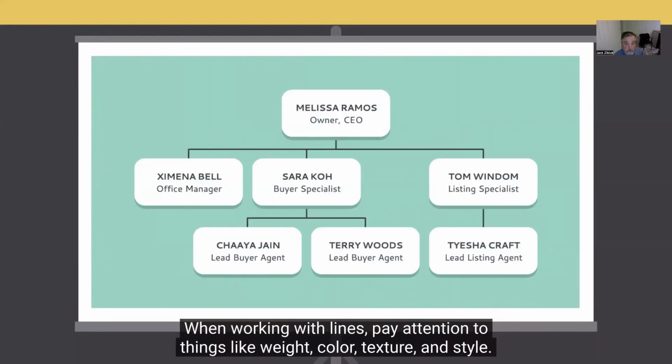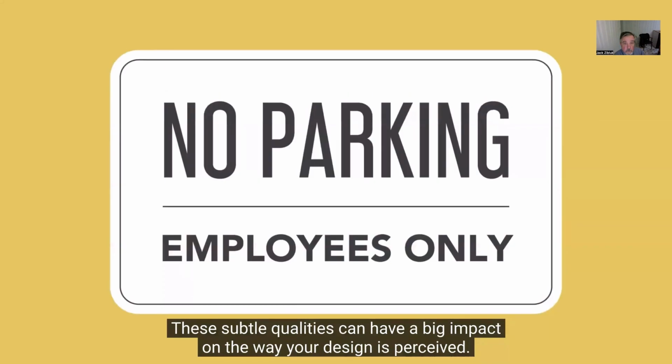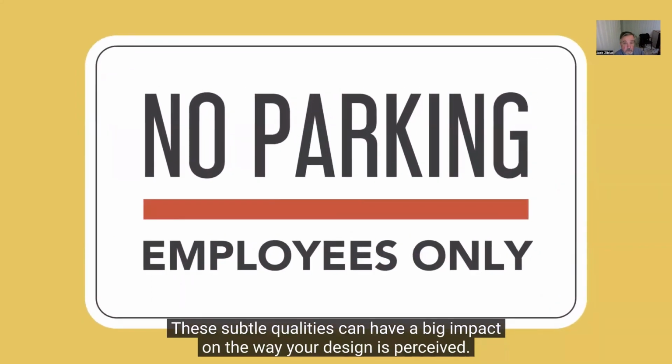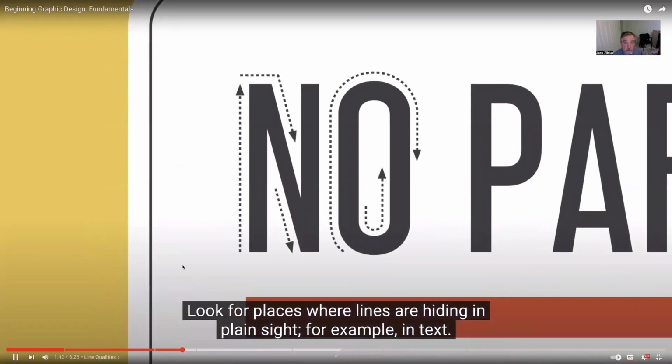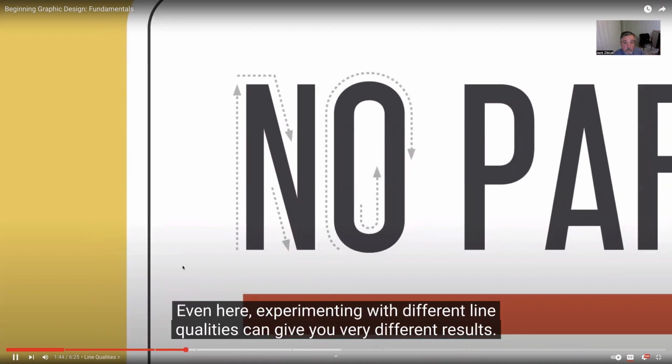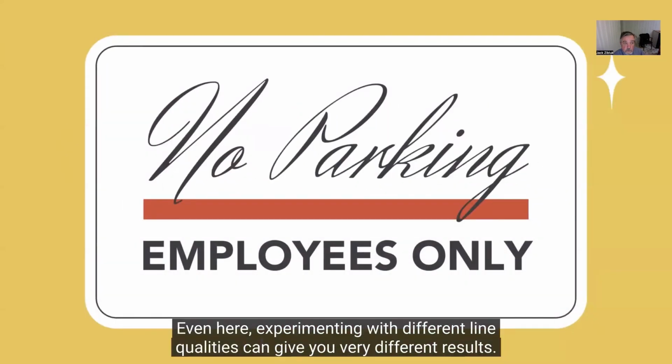When working with lines, pay attention to things like weight, color, texture, and style. These subtle qualities can have a big impact on the way your design is perceived. Look for places where lines are hiding in plain sight, for example, in text. Even here, experimenting with different line qualities can give you very different results.